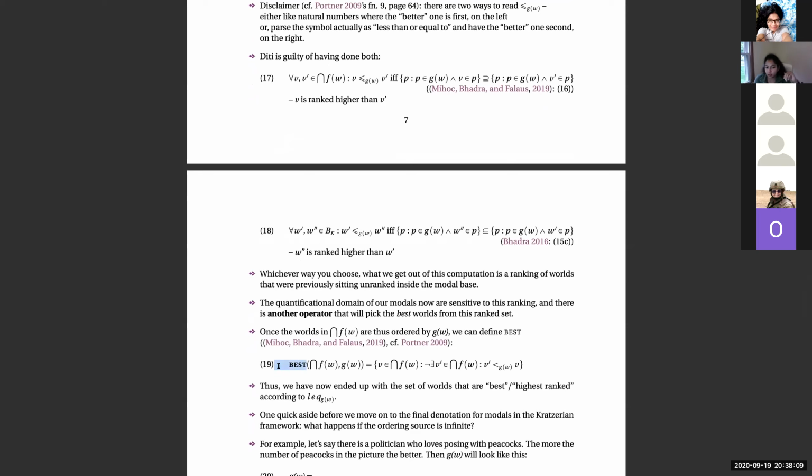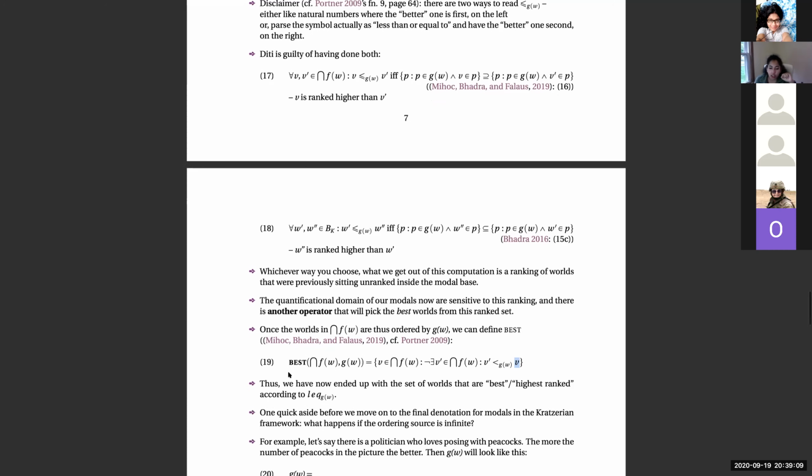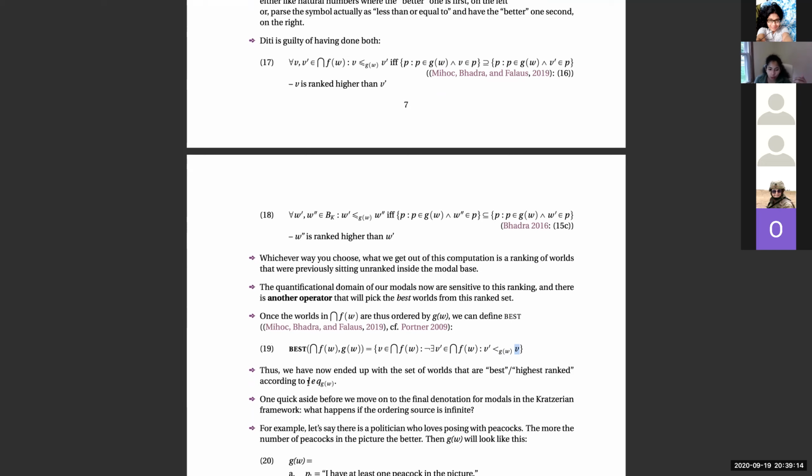So this operator best looks at your model base, looks at the ordering source, and gives you a set of worlds that of course have to belong in the model base, and gives you this ordering statement which says, give me all those worlds for which there does not exist a world that is better than that world, according to the order given to us by GW. Notice the equality has gone out of this. We don't want equally ranked, we want better ranked. So we want worlds which are the best ranked, basically. Give me a set of worlds for which there are no better ranked worlds, according to the order given by GW. This is what best gives you. So now we have ended up with a set of worlds which are best or highest ranked according to, oops, this is my LaTeX code.